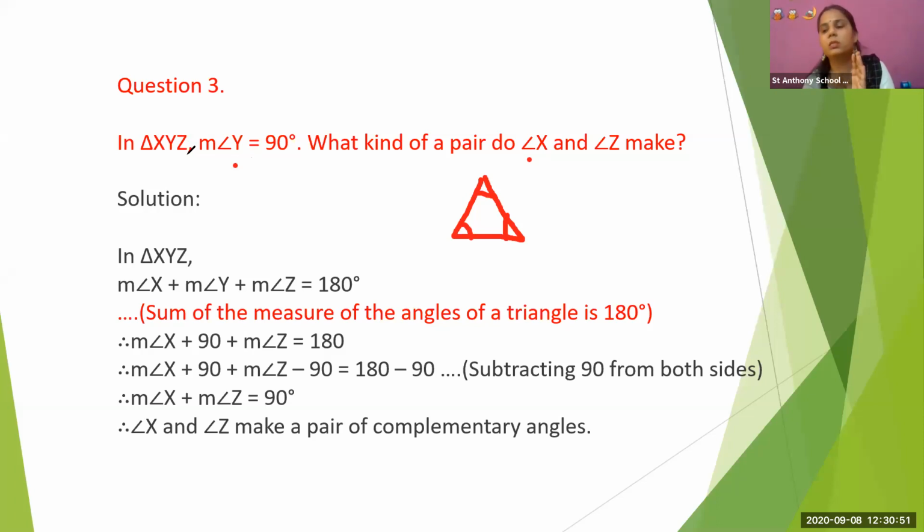First understand the question, what the question is. Okay, in triangle XYZ, measure of angle Y is equal to 90 degree, right? So what kind of pair do angle X and angle Z make? ठीक है, एक एंगल दिया हुआ है और दोनों एंगल कौन सा पेयर फॉर्म कर सकते हैं, whether it will be complementary or supplementary. One of the angles, angle Y, is given and angle X and angle Z are not given, and they are asking about which kind of pair these two angles make.